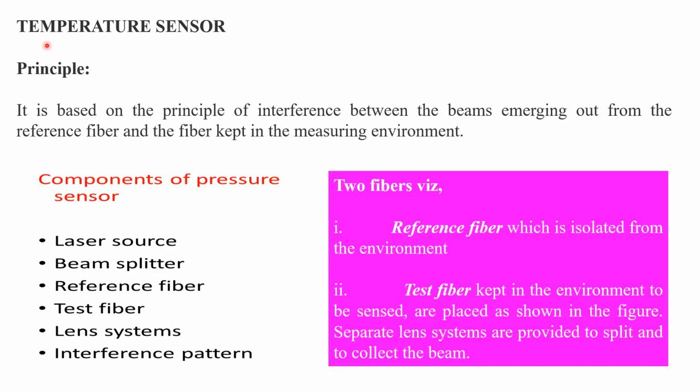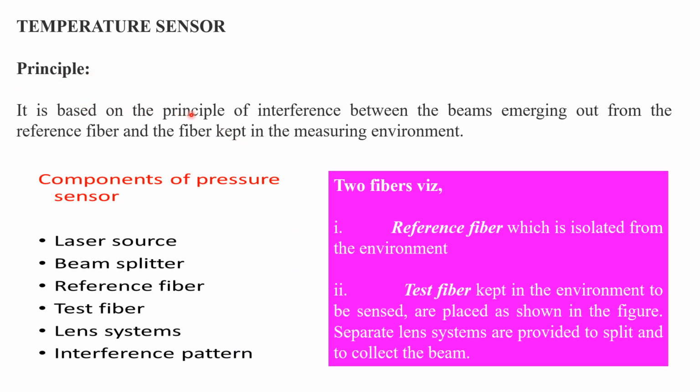Now we move on to the next type of sensor, which is a temperature sensor, also called the active sensor. What are all the components of this temperature sensor, which is also called a pressure sensor? They are laser source, beam splitter, reference fiber, test fiber, lens system, and the interference pattern. So you have a recording medium where you can get the interference pattern.